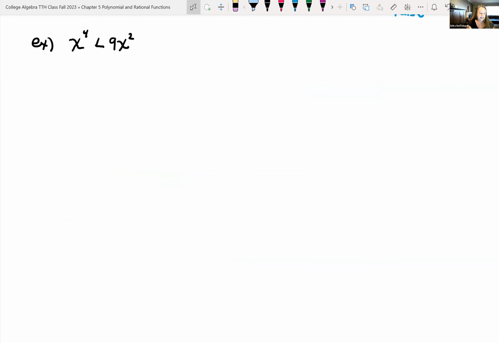So looking at our next example, we have x to the 4th is strictly less than 9x squared. So we want to solve this inequality, and let's solve it algebraically. So first step, we wanted to get everything to one side of our inequality. And so I could do that by subtracting 9x squared on both sides. That is not a like term to x to the 4th. So I'm just going to rewrite it as x to the 4th minus 9x squared is less than 0.